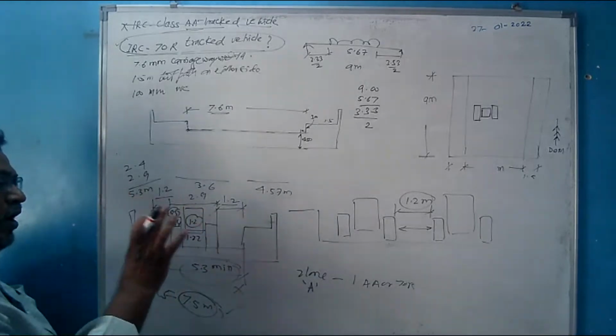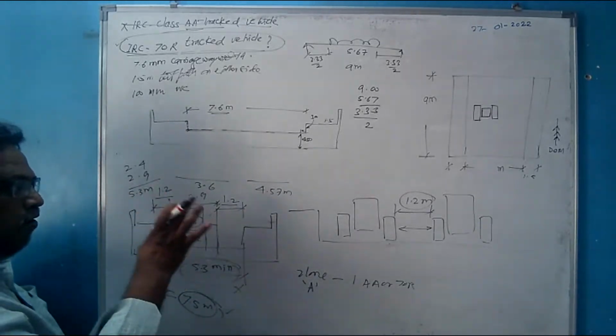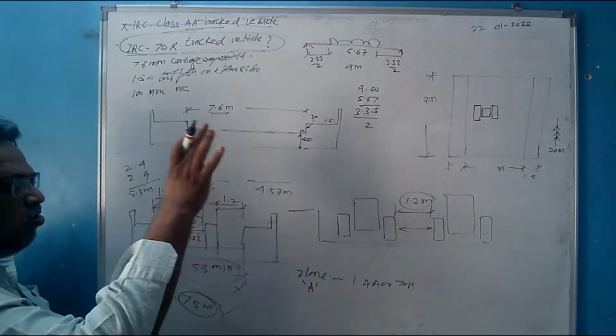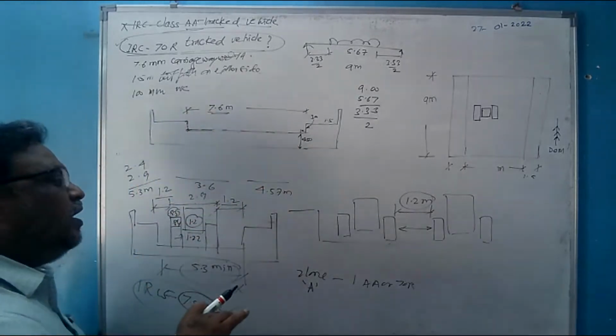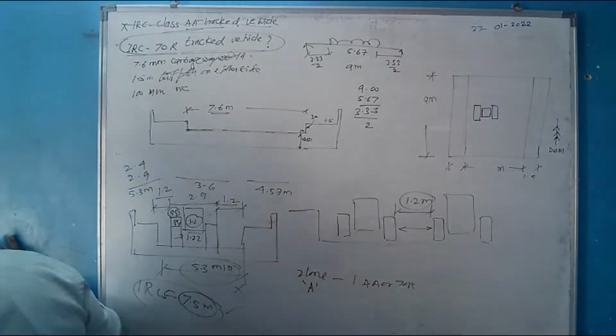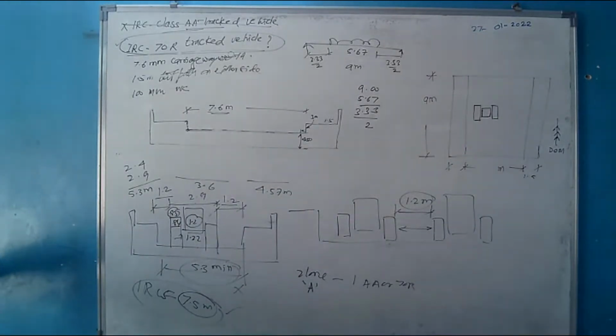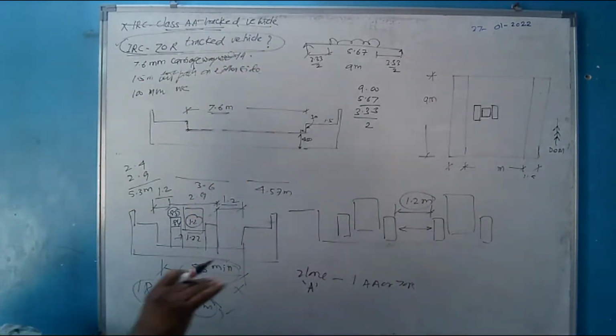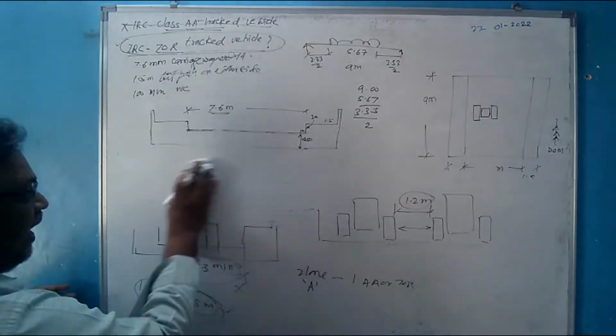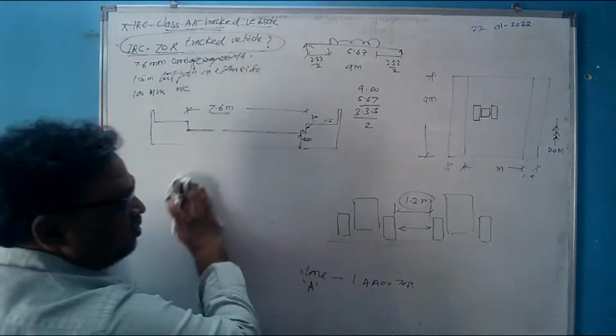So there is only a difference in the dimension of the vehicle. The rest, all guidelines, all clauses are the same. Is that okay? The only difference between 70R and Class AA vehicle is in the dimension. All the clauses and guidelines are the same. Let us now come to this.